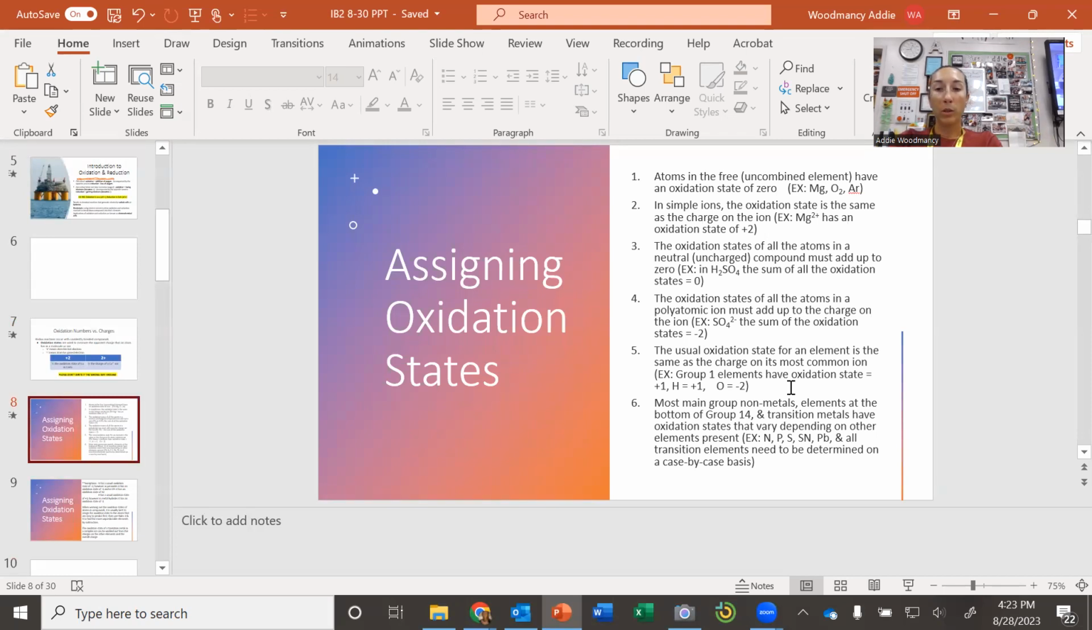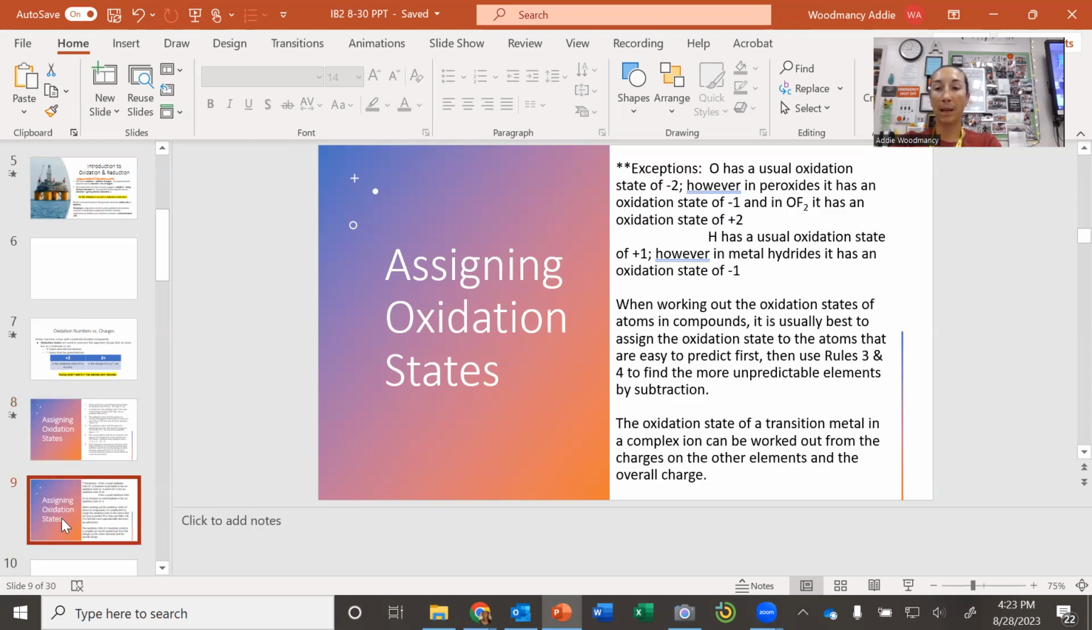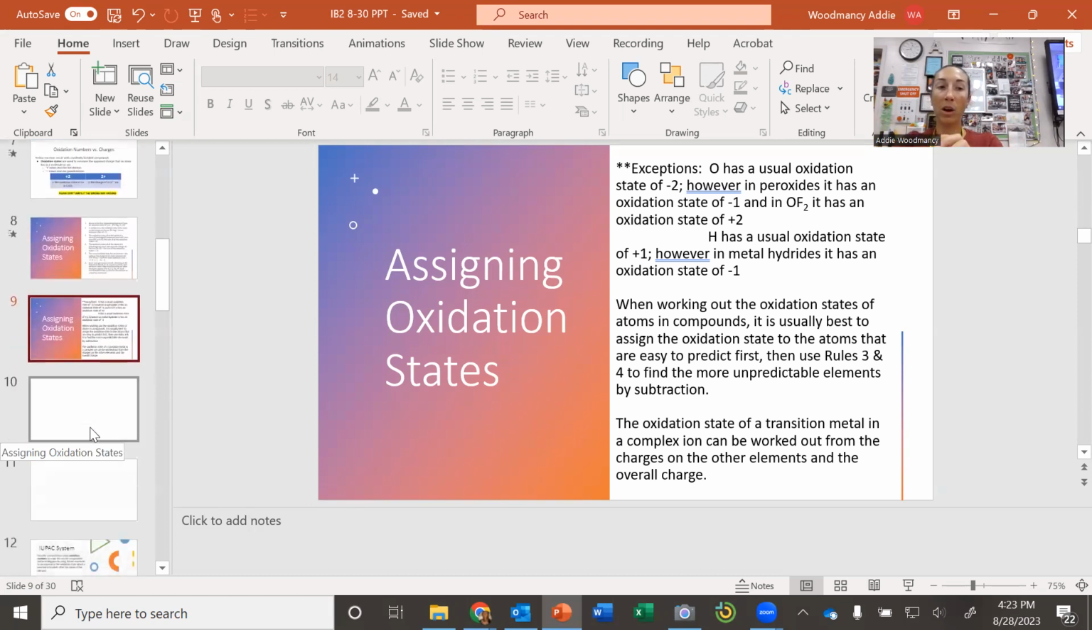There are some unusual oxidation states, which we'll talk about on a case-by-case basis, which is step number 6. And then we'll talk about some exceptions. So for these 2 slides, circle them, highlight them. We'll work through a ton of examples.